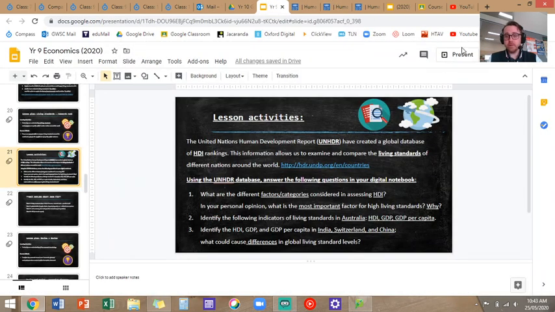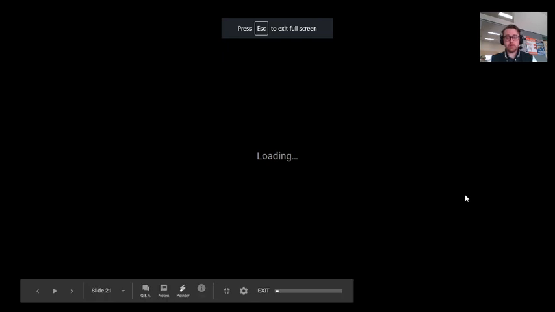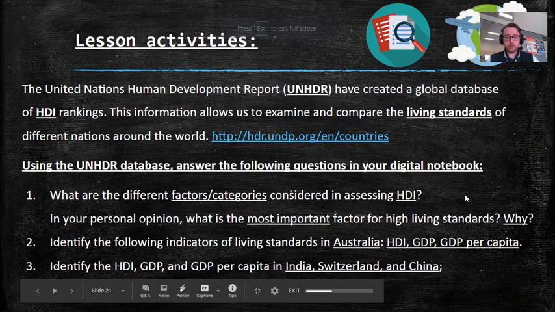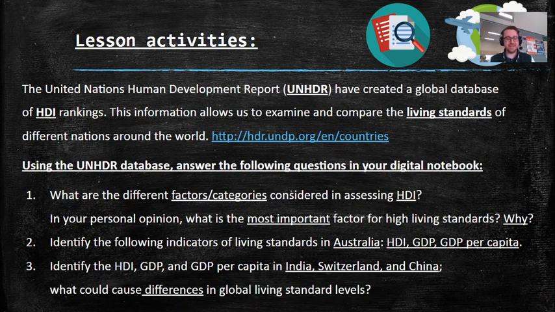And once I've got those 3 numbers for each of those countries, what you're doing with that information is waiting for that load bar to go. I wish I could get that load bar to disappear. It shows up every time. Anyway, what could cause differences in global living standard levels?